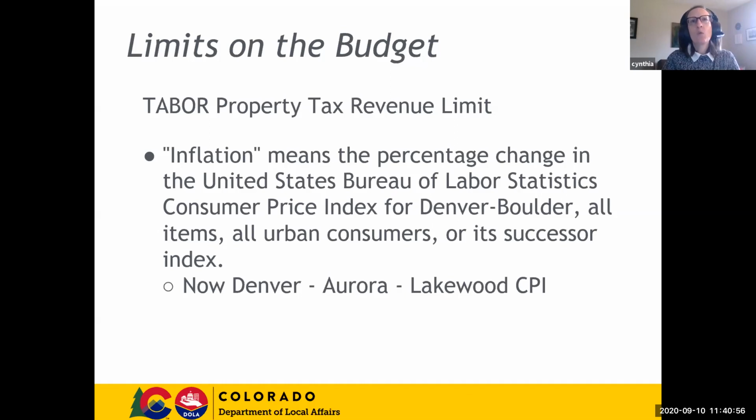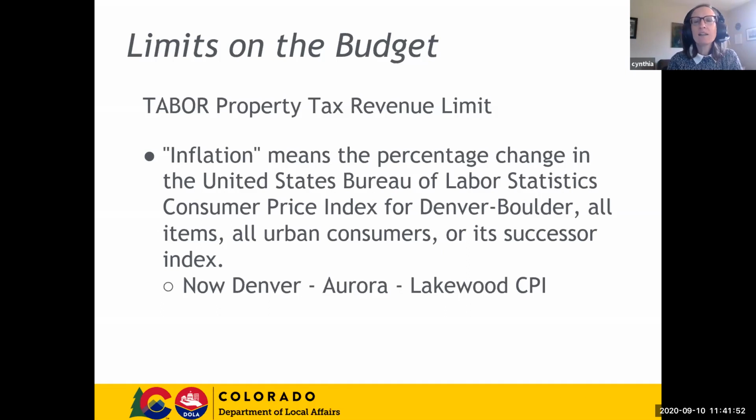A common question we hear is, well, circumstances are really different on the West Slope or on the Eastern Plains or in the San Luis Valley. And unfortunately, TABOR says inflation is the Denver, Aurora, Lakewood CPI, or this regionally defined BLS CPI. Thomas mentioned the Office of State Planning and Budgeting, the governor's economists and the legislature's economists, and the fact that they forecast what they think this inflation number will be. One of the reasons they do that is TABOR says to use this inflation number for the prior year. So for the 2021 budget, it says use the 2020 CPI.